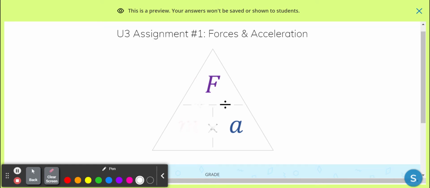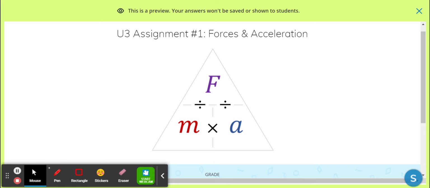There we go, and the math operations that are going with it. So what we have left is force divided by acceleration. Okay, so mass would be equal to the force divided by the acceleration. Now, aside from this force triangle method, I also usually will include just the different versions of the equations already rearranged, so that way, you can get right to it if need be.